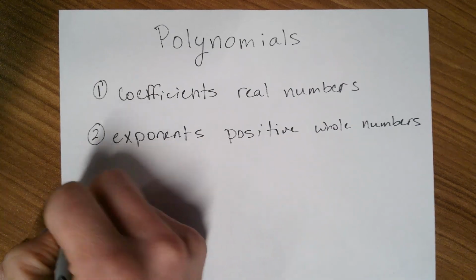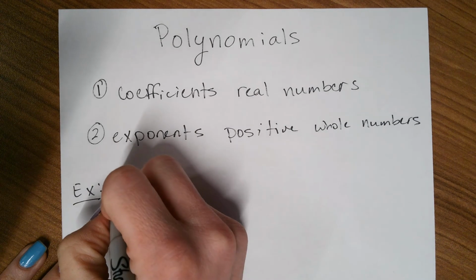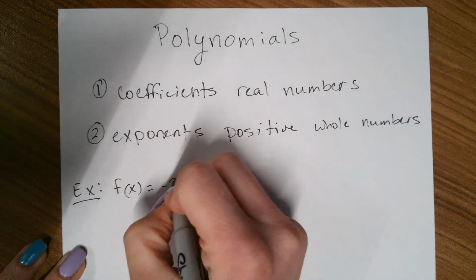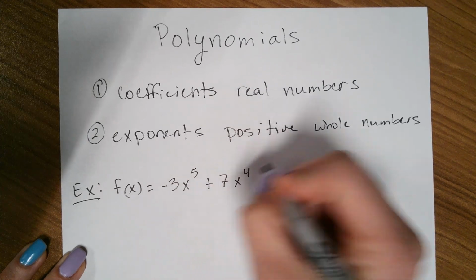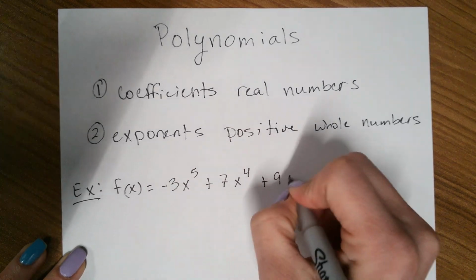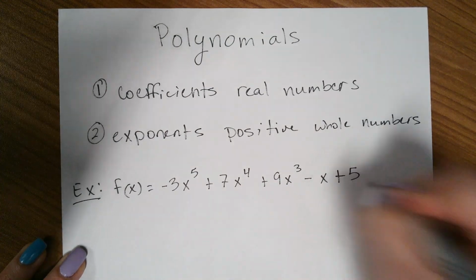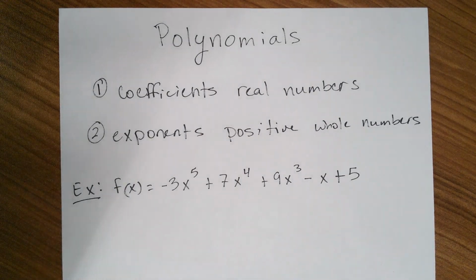There is a big, long, generic way that we can write it, but it gets kind of funky looking. So I'm just going to give you an example. Let's say we have something like this. This is an example of a polynomial.